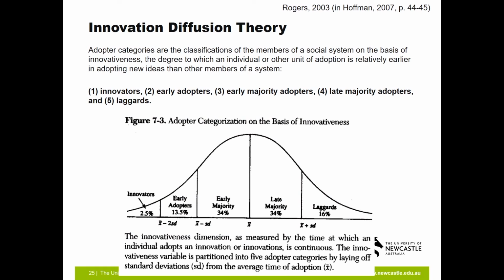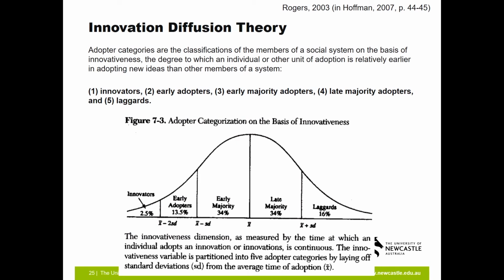So within a social system, again, there are those different groups of people that have a propensity to adopt innovations. So we've got a few categories here, what we call innovators and early adopters. They're the ones, as the name suggests, who adopt new ideas quite quickly and quite early on. And you've got early majority adopters, late majority adopters, and laggards.